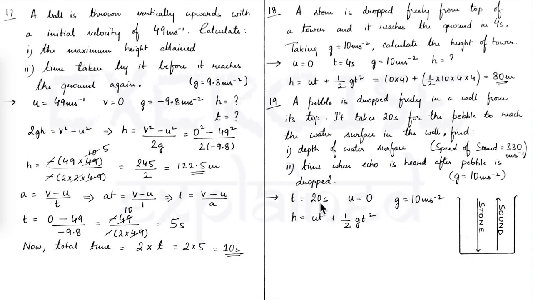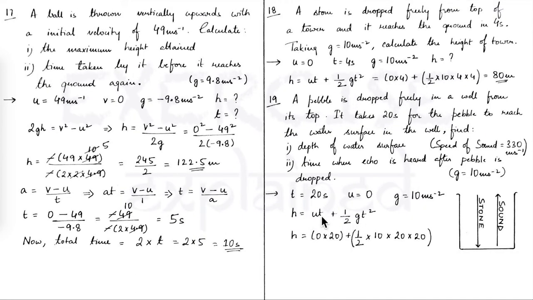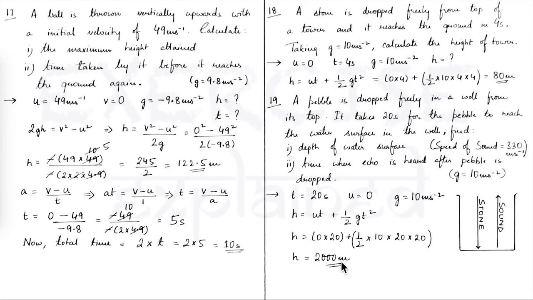So t is equal to 20 seconds as it is given in the question. u is equal to 0 because it is dropped. Acceleration due to gravity is 10 meter per second square. h is equal to ut plus half gt square, I do, so that I can find the height. So u is 0, t is 20 plus half into g is 10. It will be plus 10 since it is going down, into t is 20 into t is 20. So this and this cancel. So here we get 10. So 10 into 10 is 100 into 20 is 2000. So h is 2000 meters. So depth of the well is 2000 meters.